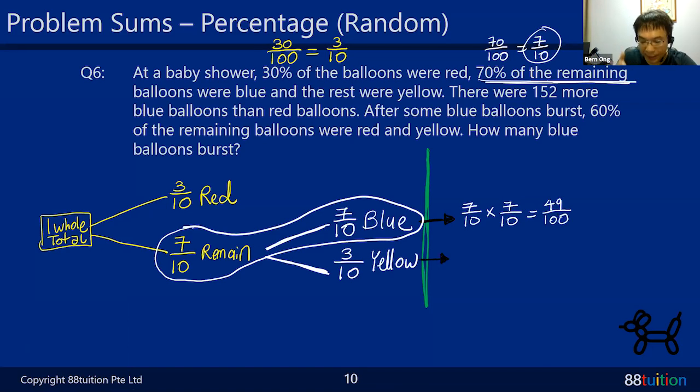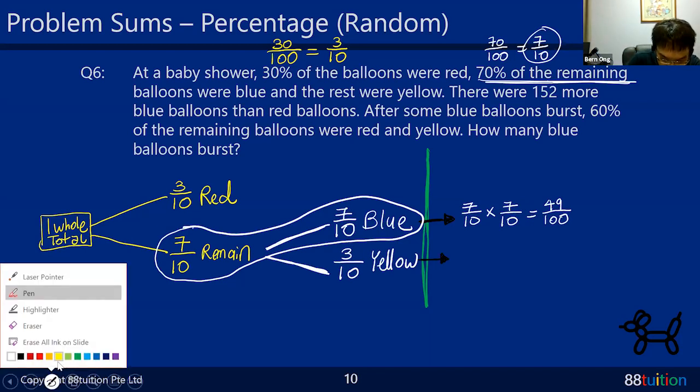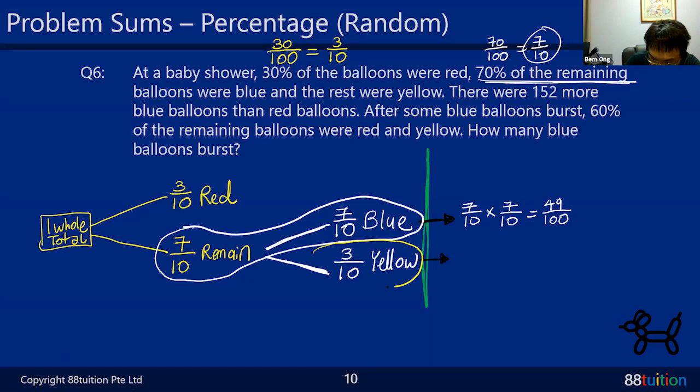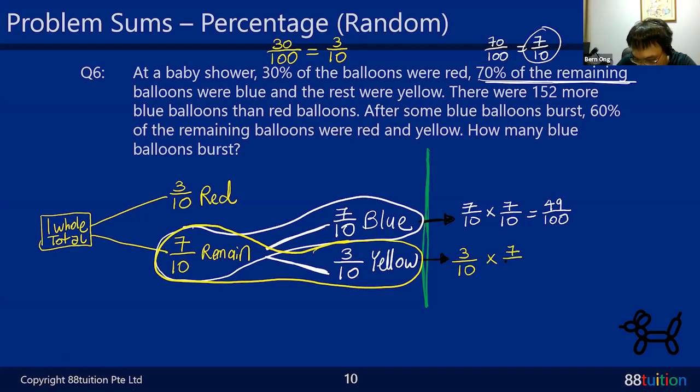All right. So once again, how do you find the fraction for the yellow? Again, you're looking for this line. The yellow comes from this particular portion here. Can you see? So you purposely take 3 over 10 times your 7 over 10. They belong to the same branch, so you have to multiply. So 7 times 3 is 21. 10 times 10 is 100.